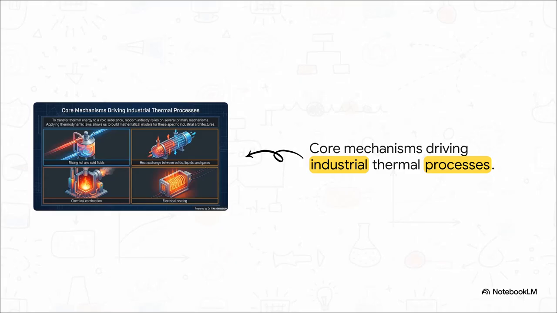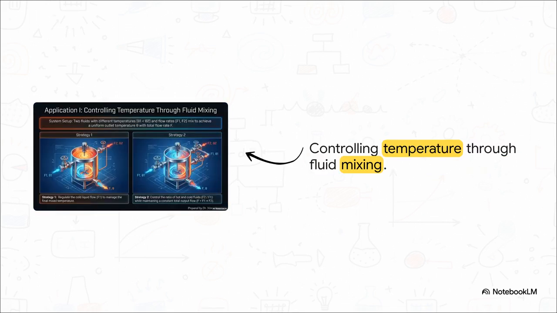To transfer thermal energy into a cold substance, modern industry relies on several primary mechanisms. You'll notice the four main industrial architectures right here: mixing hot and cold fluids, heat exchange between solids, liquids, and gases, chemical combustion, and electrical heating. Applying our thermodynamic laws allows us to build precise mathematical models for these highly critical industrial setups. Let's zoom in on fluid mixing.